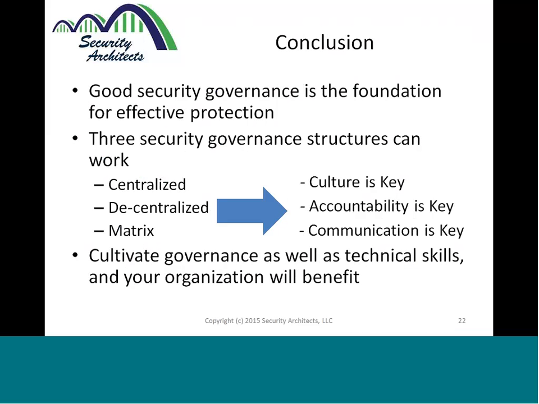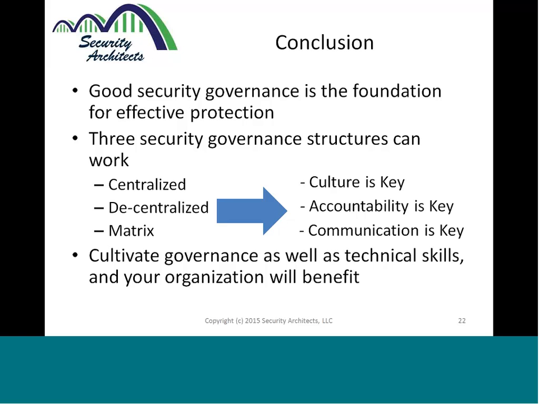So in conclusion, I'm pleased to have been able to give you this overview of security governance because I see it as the foundation for effective protection. We've identified 3 governance structures that can work. The centralized structure can work well in the right culture, the right size of the organization. A decentralized structure can work well, but accountability is key in order to not have it go to that extreme where it becomes suboptimal. And matrix can work well if it's well articulated and the right communication occurs across the different levels.